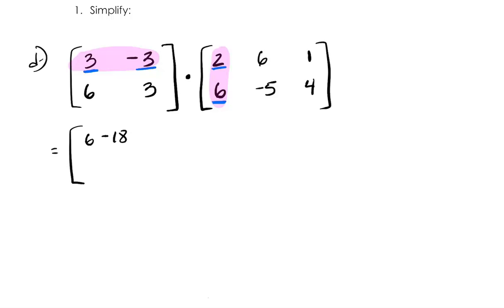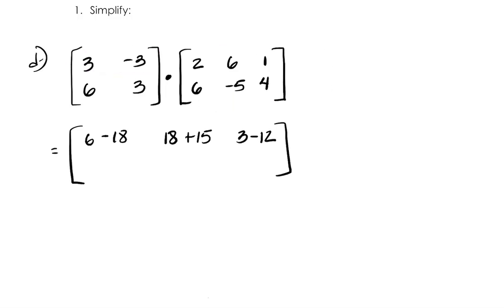For our second value, we are going to multiply 3 times 6, which is 18, and -3 times -5, which is 15. And for the third value, we're going to multiply 3 times 1, and -3 times 4. Now we can find the values on the second row.